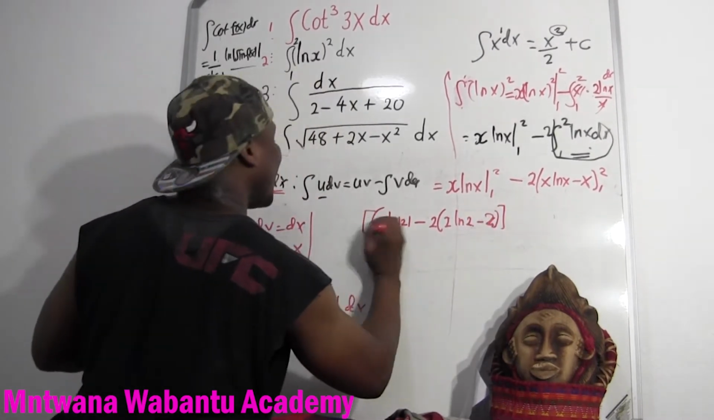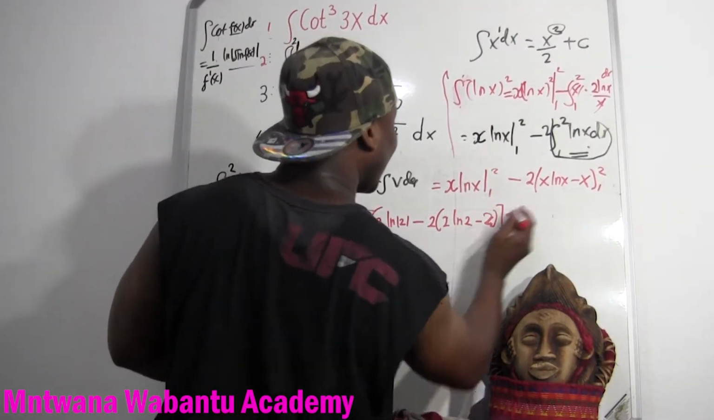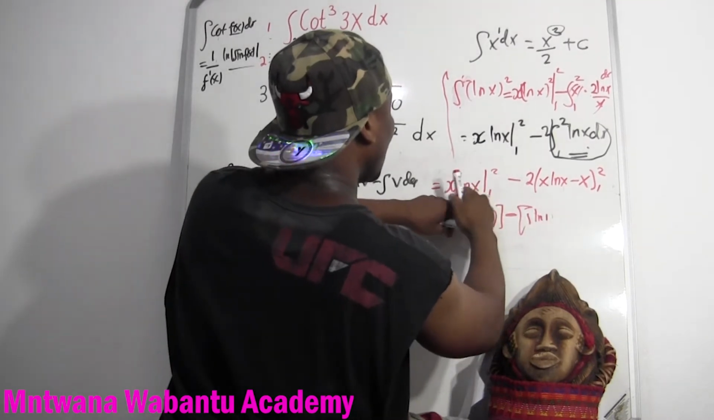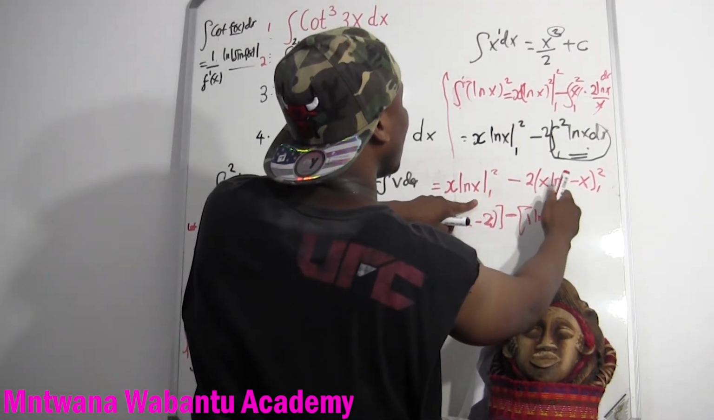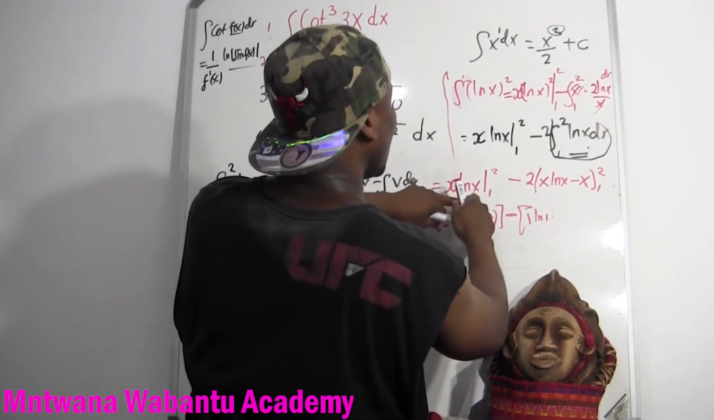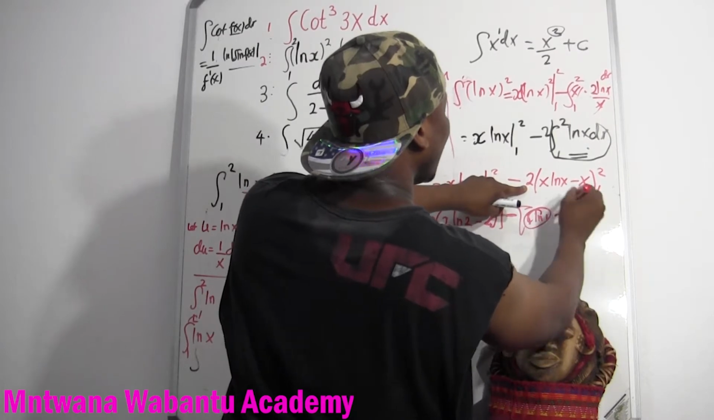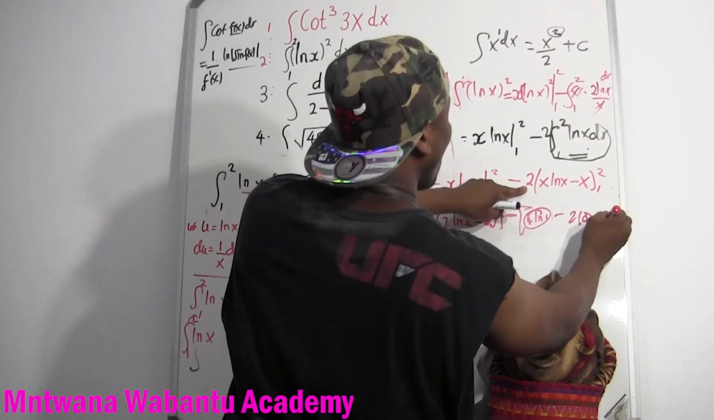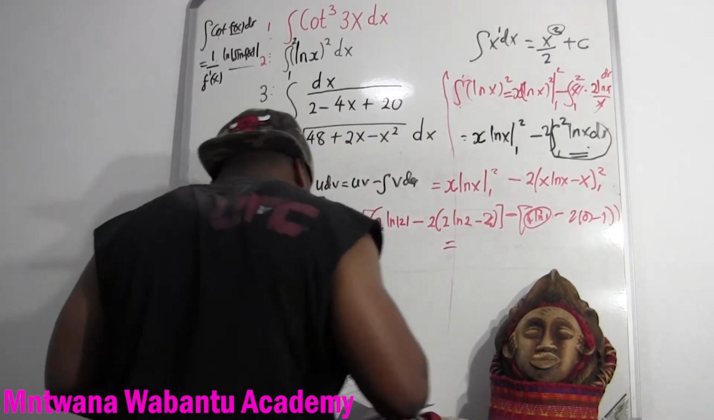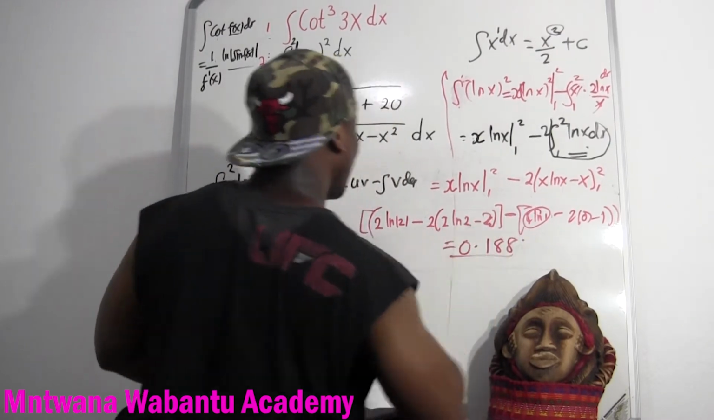Now the upper limit minus the lower limit: take 1 and substitute for x. It's going to be 1 ln of 1. ln of 1 is 0, so 1 times 0 equals 0, and the lower limit becomes 0 minus 1. Plug it in the calculator and this gives you 0.188. So we're done with that question.